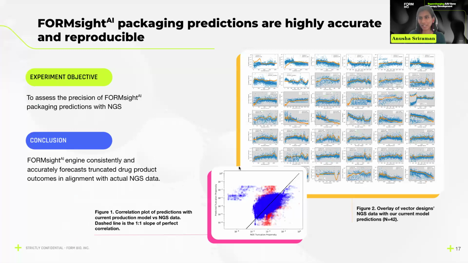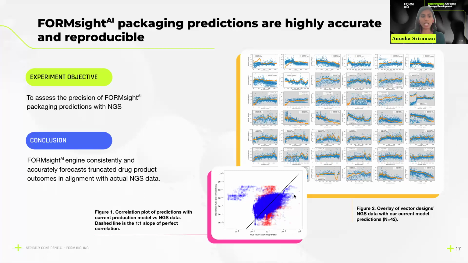So let's start with the first point, which is that with FORMsight, we wanted to check how well our model is predicting. And so on figure 1, we have a correlation plot. On the x-axis, we have the truncation predictions based on NGS. And on the y-axis, we have the truncation propensity based on FORMsightAI model. And we can see that there is a very high correlation between the NGS data as well as FORMsight prediction.